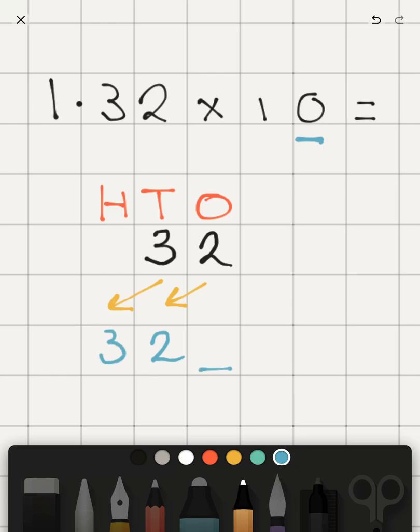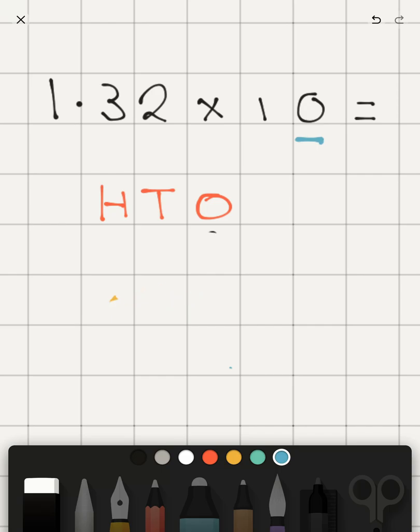And then here we've got a blank space where the 1 goes. So here we're going to put a placeholder of a 0. So now we know our answer is 32 times 10 equals 320. Okay, next question.